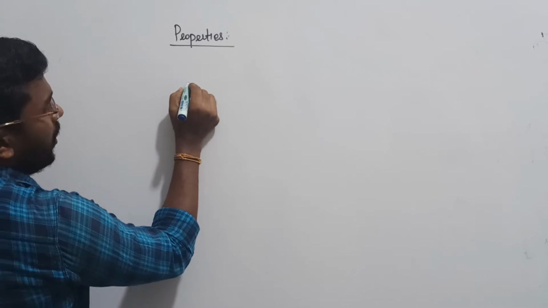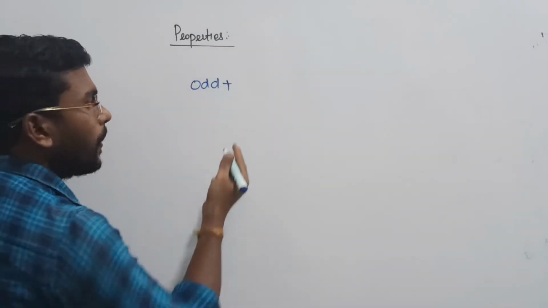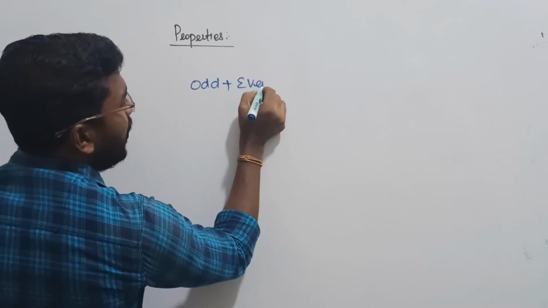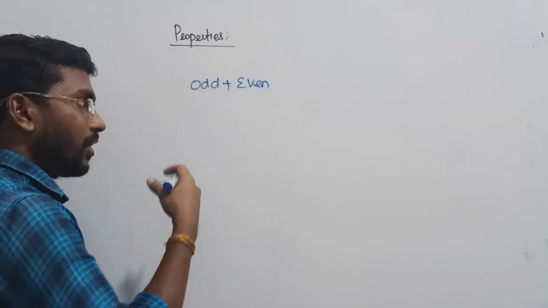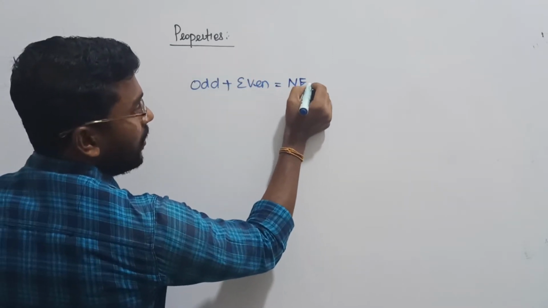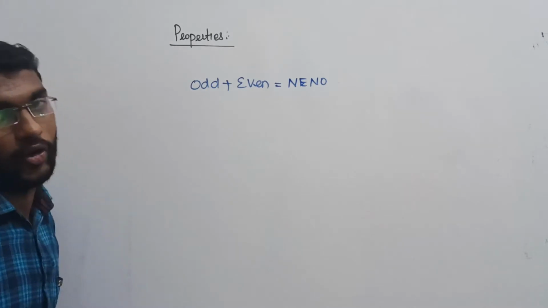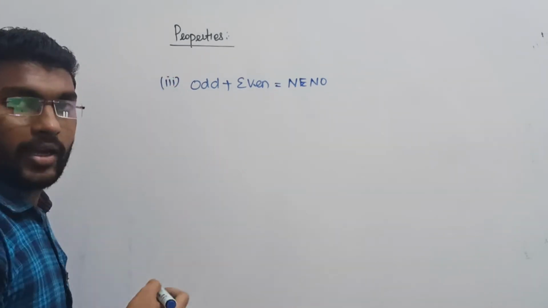Suppose the combination is, I have an odd signal and I have an even signal. Already I told you, if we combine an even signal with an odd signal, in the resultant what will you get? Neither even nor odd signal. Yes or no? We know the answer. Let us check, right? So that is the third property. Let us observe it by testing it.